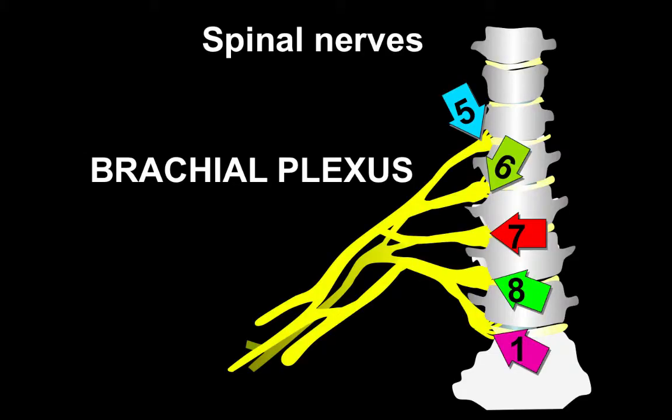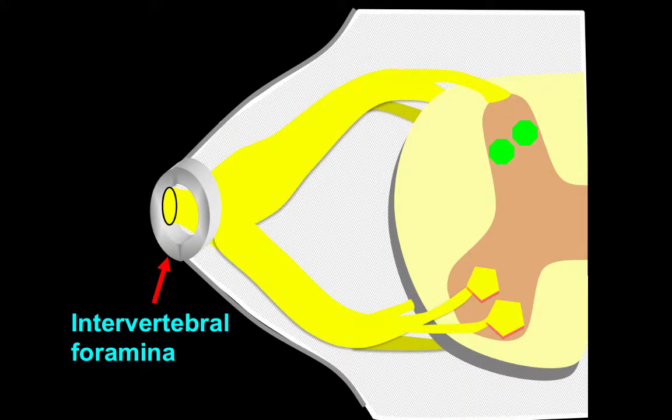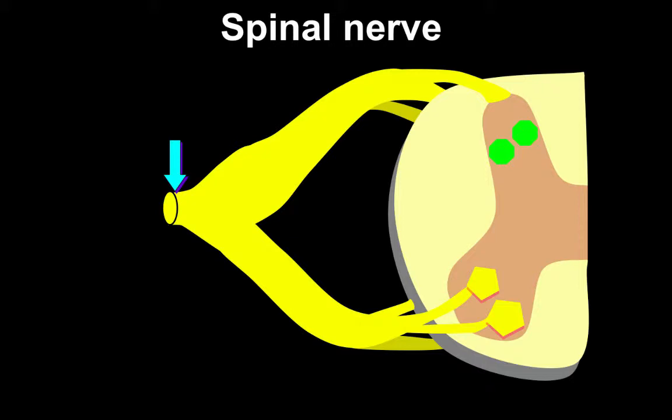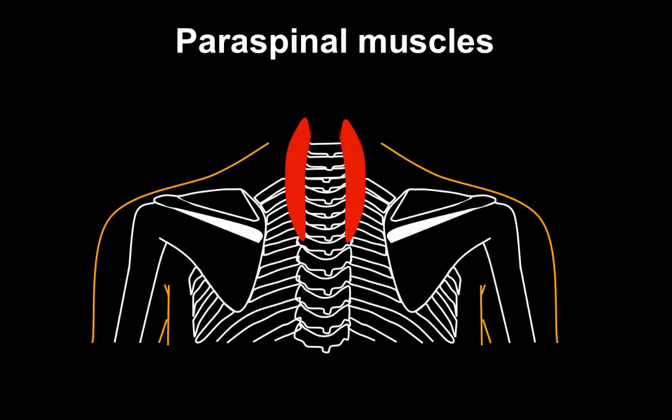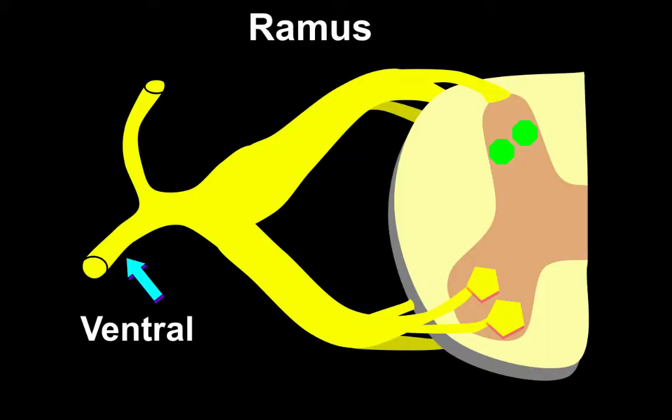The brachial plexus arises from the 5th, 6th, 7th, and 8th cervical spinal nerves, in addition to the 1st thoracic spinal nerve. Each spinal nerve consists of axons that exit the spinal canal through the intervertebral foramina. Shortly after, each spinal nerve divides into a posterior component called the dorsal ramus that innervates the cervical paraspinal muscles, and an anterior component called the ventral ramus, which is the first structure of the brachial plexus.